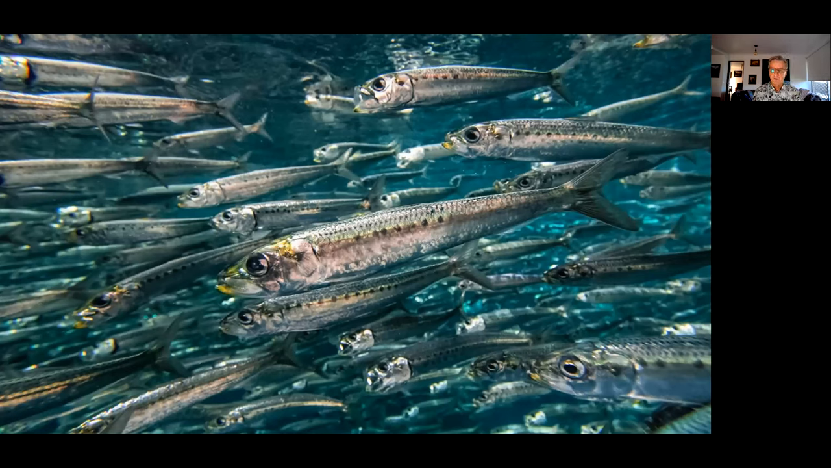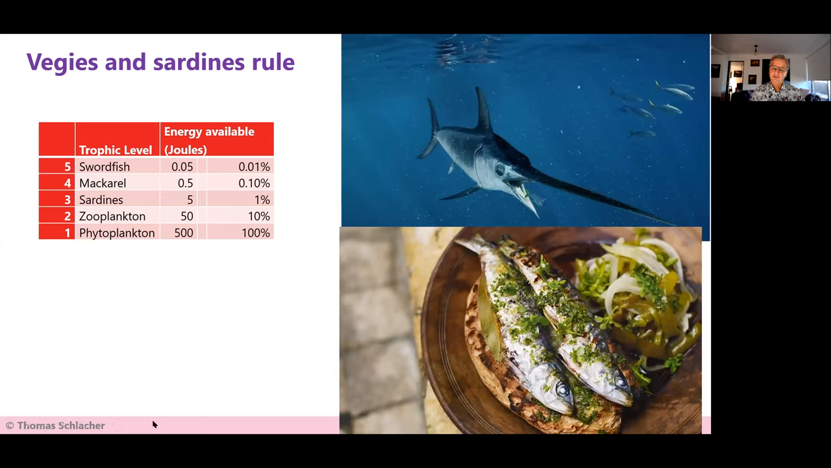Well, of course, that's a matter of taste first and foremost, but it's also a matter of being informed properly as an ecologist what is actually the better solution for the planet. What do I mean by that? Quite simple. If we use what we have learned now, that only 10% of energy is converted into biomass, i.e. flesh in a sardine or in a swordfish, then we can actually do a very, very simple calculation.